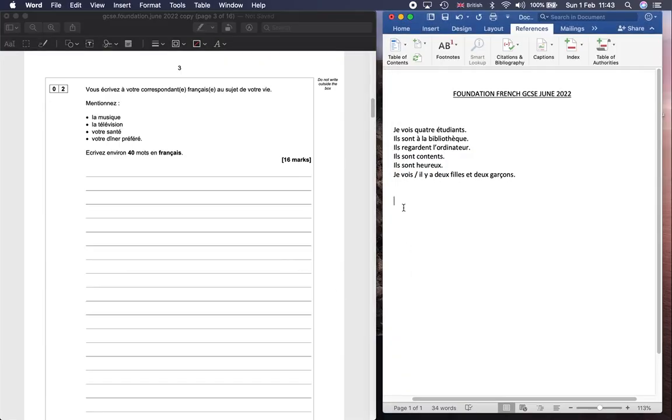The second exercise, it says, Vous écrivez à votre correspondante ou correspondant français ou française au sujet de votre vie. So you're writing to your pen pal about your life, and they're asking us to mention 4 subjects, which is la musique, la télévision, votre santé, excuse me, votre dîner préféré. So music, television, health, and favorite dinner.